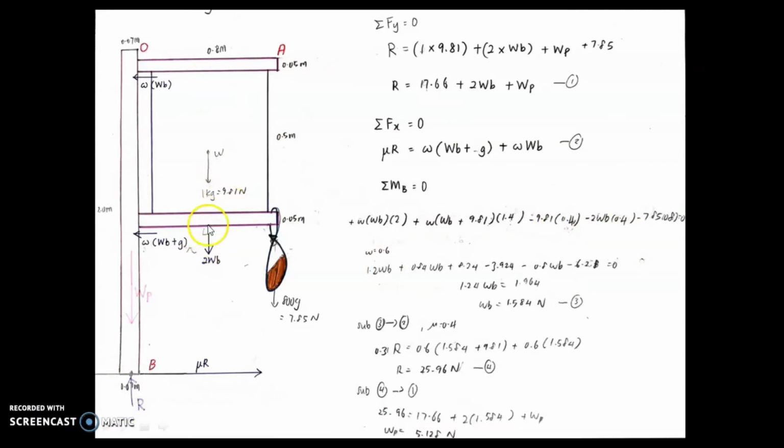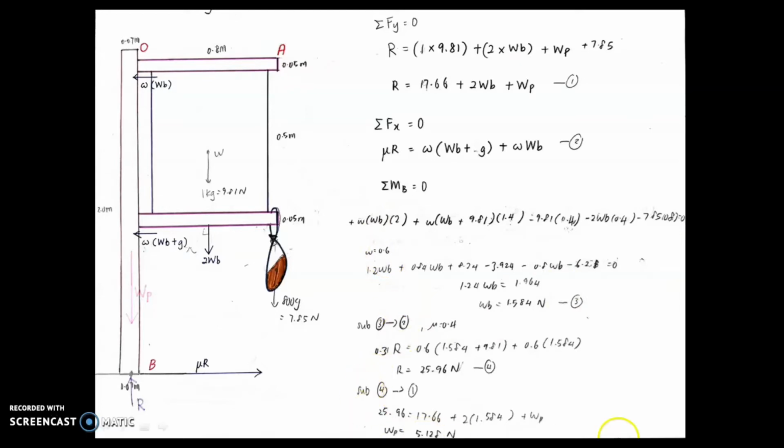This was going downwards, and the 90 degrees here. From the force we move to point B in the clockwise direction. That's why the symbol here, and also for this, is negative. And after we rearrange this equation, we'll get WB equals 1.584 Newton. For your information, the omega here is equal to 0.6 according to what we searched from the internet.